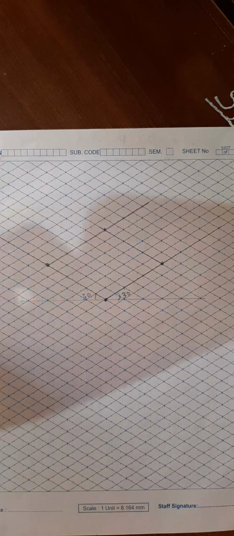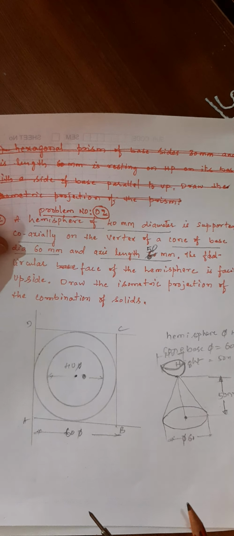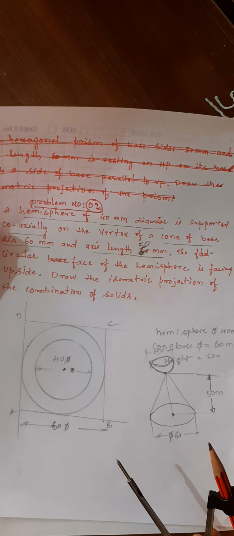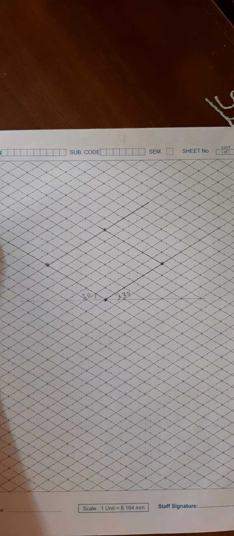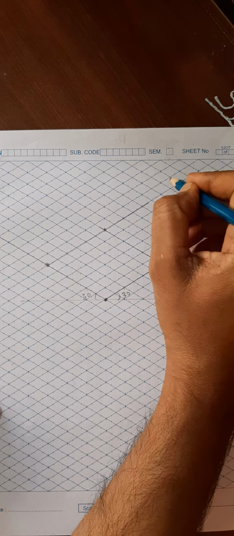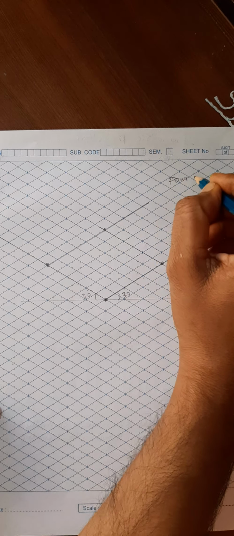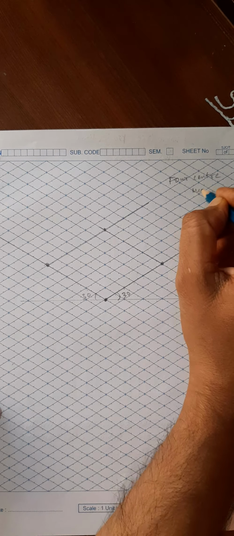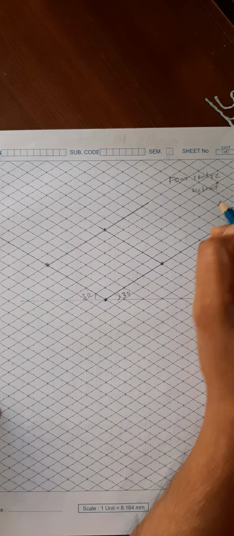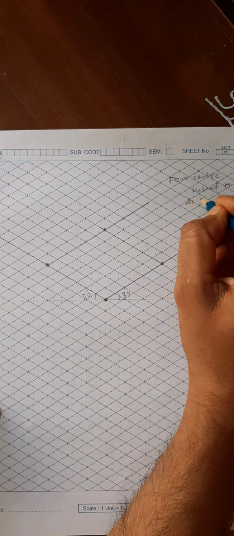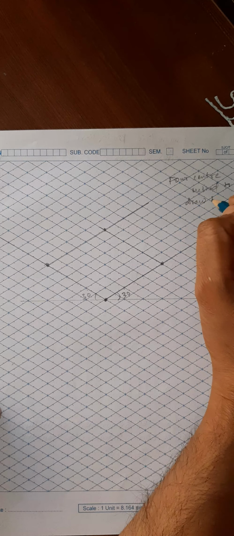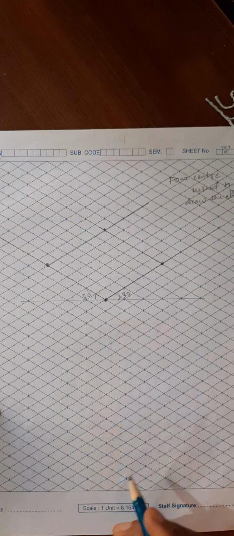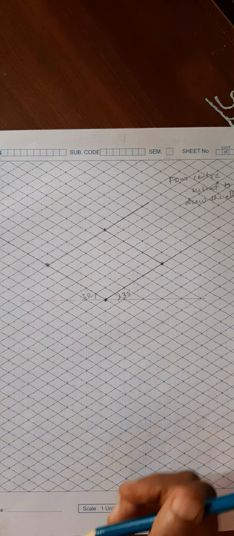Now the top view of a cone is a circle. So isometric projection of a circle is an ellipse. So there is a 4 center method to draw the ellipse. Now see this is the 4 center method, to draw the ellipse.